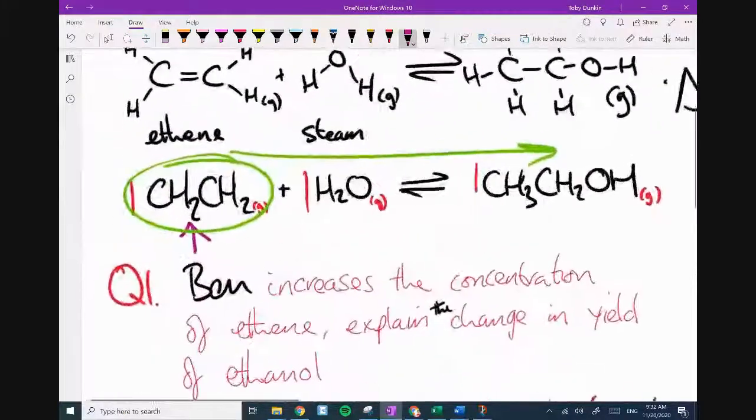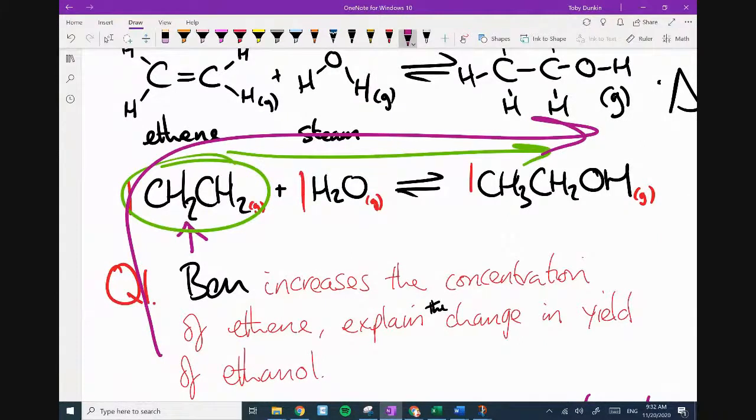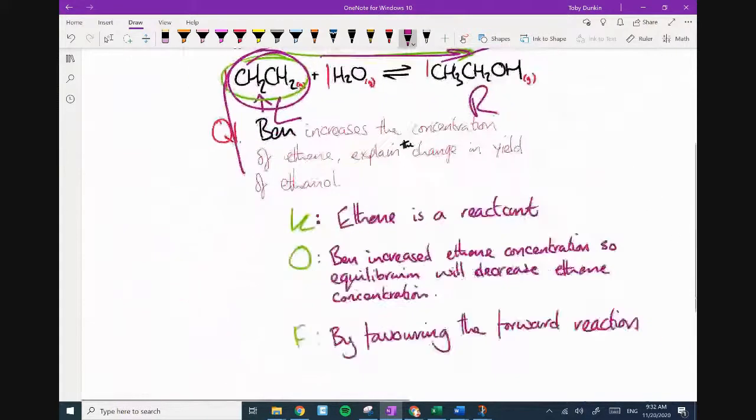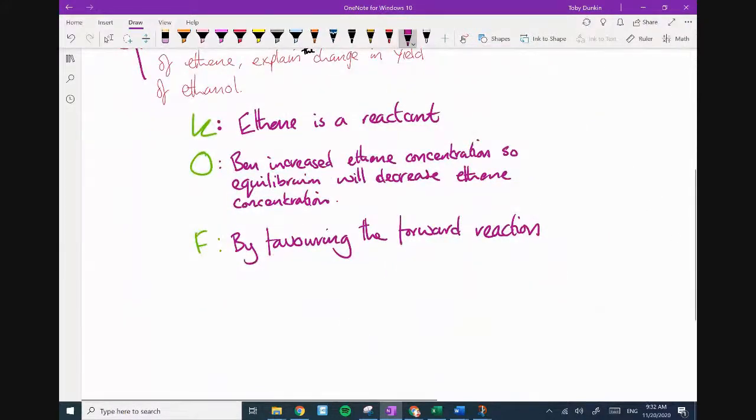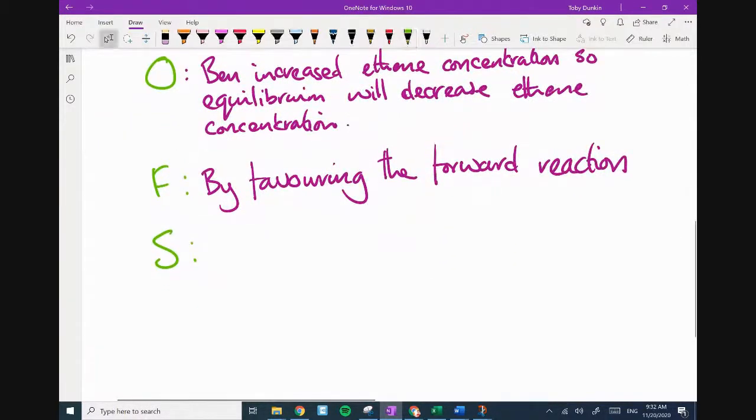Next, right, so we add this and it goes that way. It's a reactant. You've increased it, it's going to decrease it, and it's going to do that by favoring the forward reaction. This is the left, and this is the right. So now we get our shift. By favoring the forward reaction, the equilibrium shifts. S is shift.